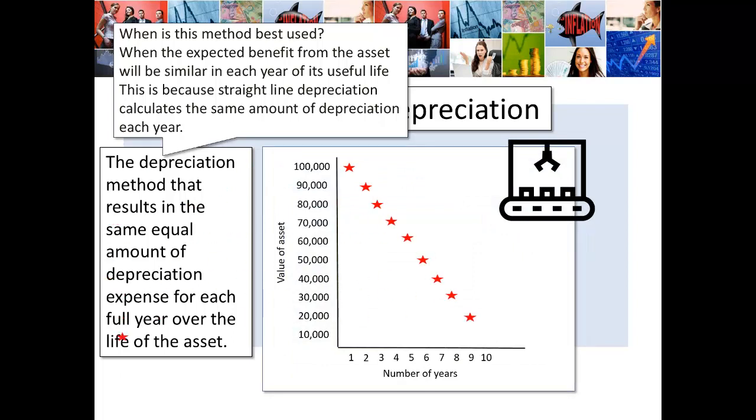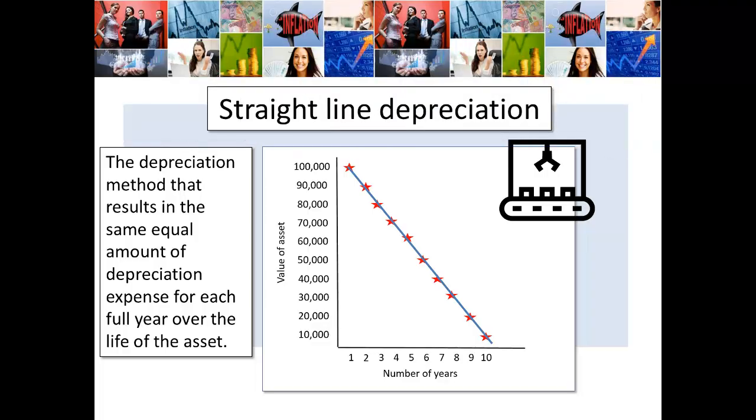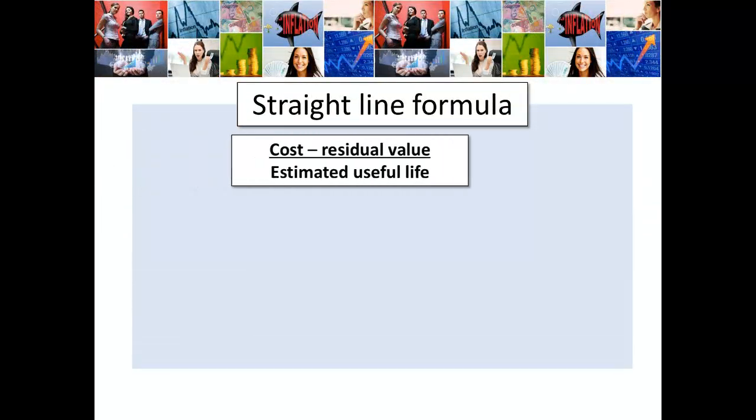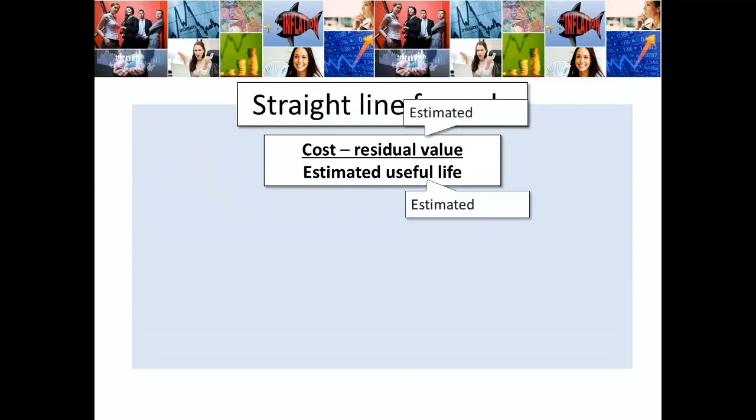So we've got the value of an asset up the y-axis, and across the bottom on the x-axis we've got number of years. So the value of the asset is going to steadily depreciate by the same amount. In this case it looks like $10,000 each year. Straight line, if we graph that, our formula: cost less residual value, which is estimated, divided by the estimated useful life, which again is estimated.